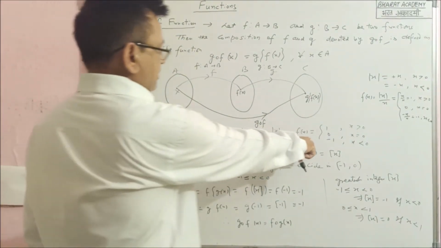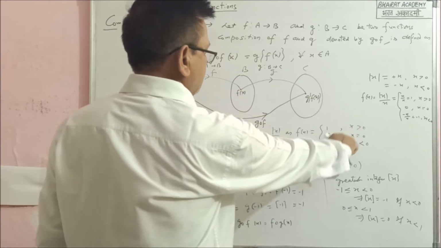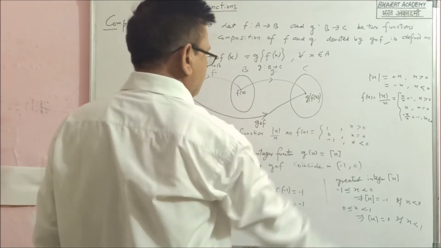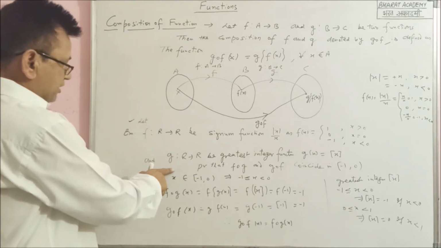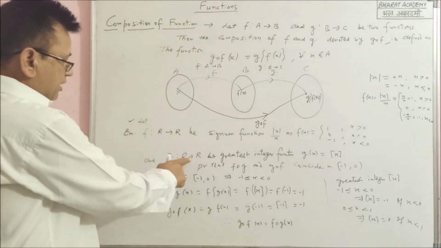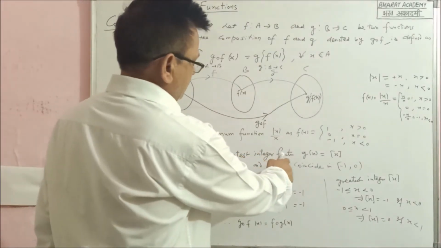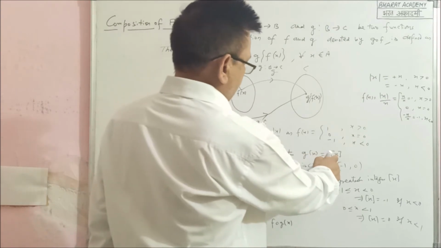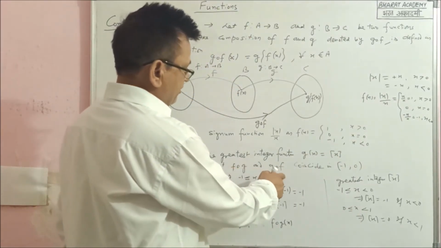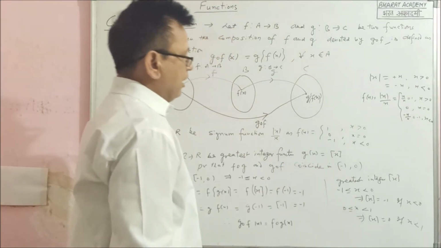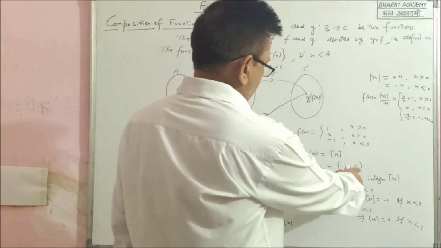This function f(x) is defined as 1 if X is greater than 0, 0 if X is equal to 0, and minus 1 if X is less than 0. This is the function f. And another function g from R to R, the set of real numbers, is the greatest integer function. G(x) is equal to the greatest integer function of x. We have to prove that FOG and GOF coincide in the closed interval minus 1 to 0.